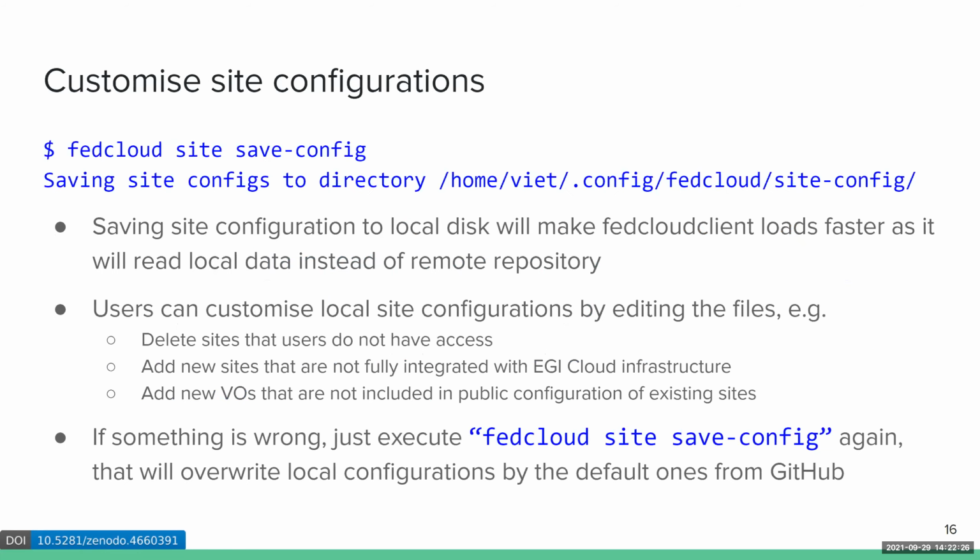You can share the site configuration to your local directory, and then you can edit it. You can modify it according to your needs. It means that you can delete a site that's not important to you, you can add some additional sites if needed, and so on. And if something goes wrong, you just execute the FedCloud site config again. It will override your file with the default from GitHub.